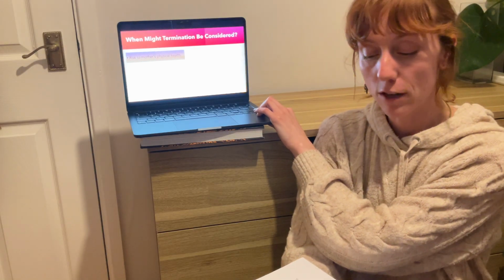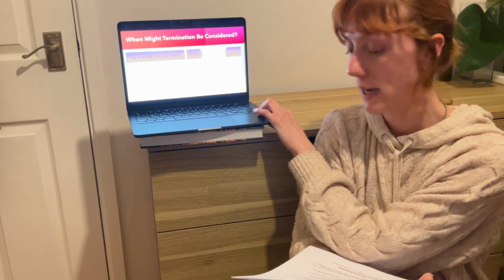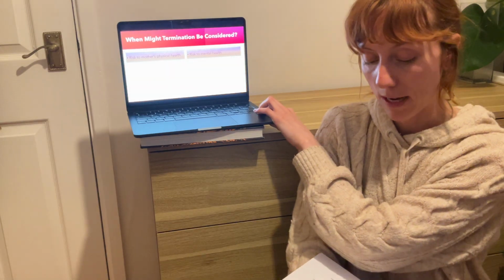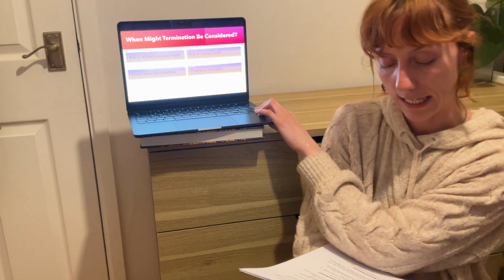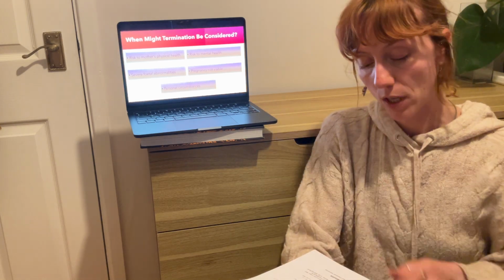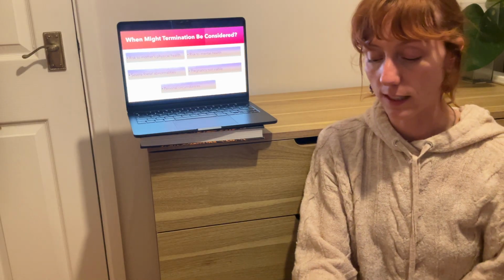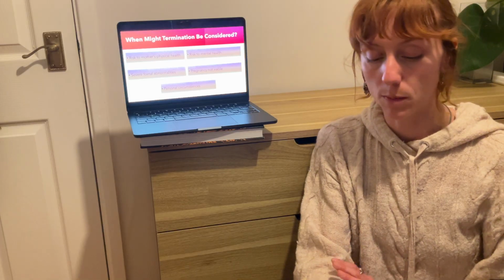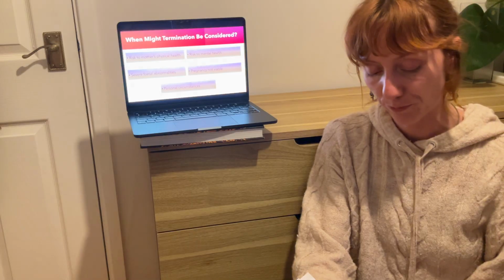Termination may be considered in a range of situations. This may include risk to the mother's physical or mental health, or where continuing the pregnancy could cause harm. It may also be considered if the fetus has a serious condition or abnormality that is incompatible with life, or if the pregnancy is not viable. In some cases, personal, social, or emotional circumstances may also influence the decision. All decisions are supported by healthcare professionals to ensure informed and safe care.